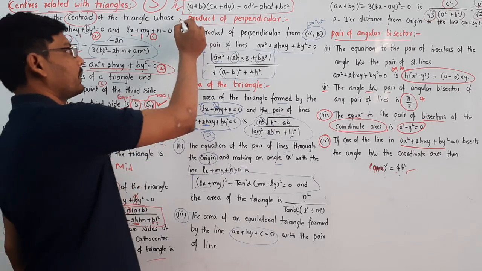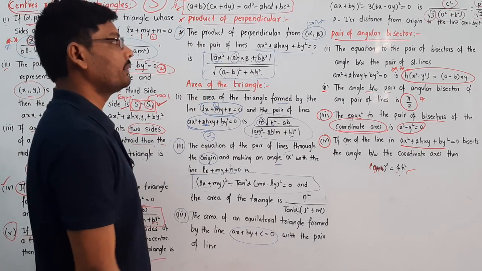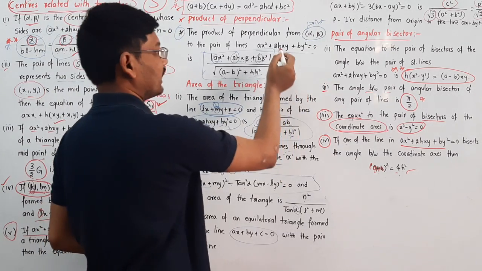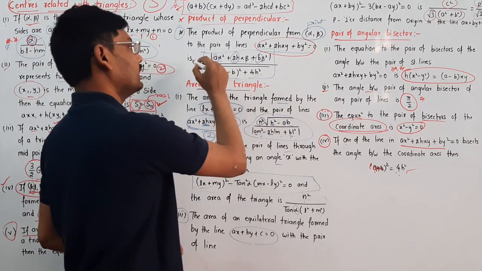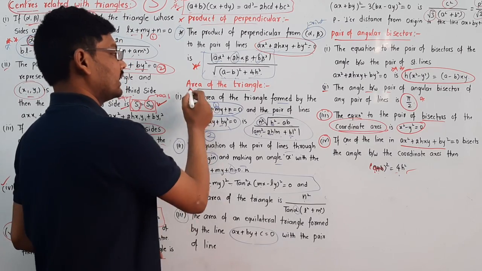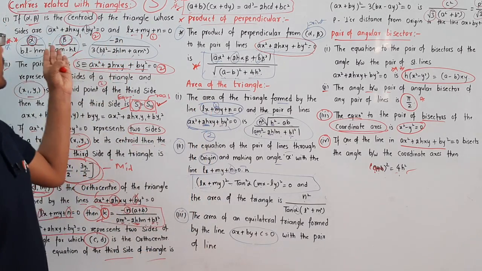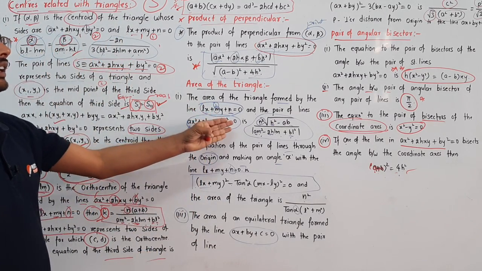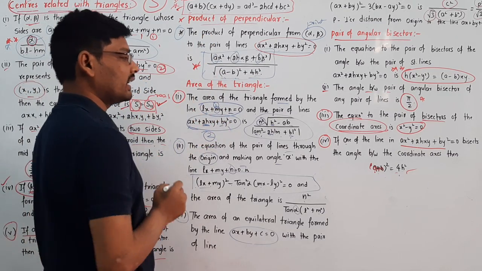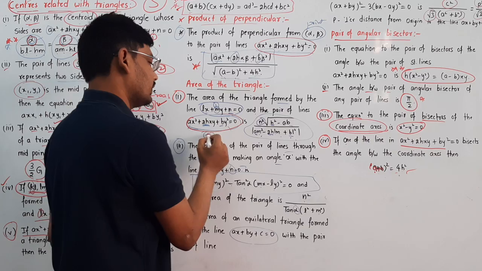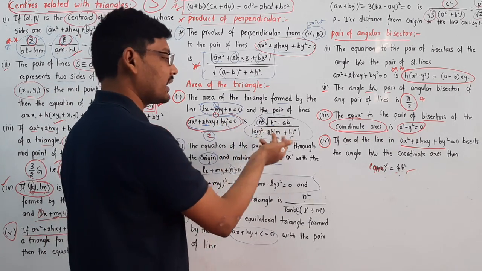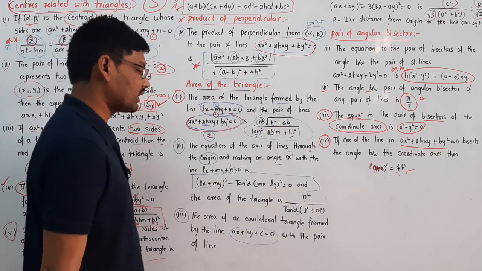And the next topic is the product of the perpendiculars. If you want to find the product of the perpendiculars, a point alpha comma beta and the pair of straight lines are given. You can find it by using this formula, the product of the perpendiculars. Now, if you want to find the area of the triangle when a pair of straight lines and a line are given, this is the formula to find the area of the triangle. Directly you can substitute the values and get the area of the triangle.